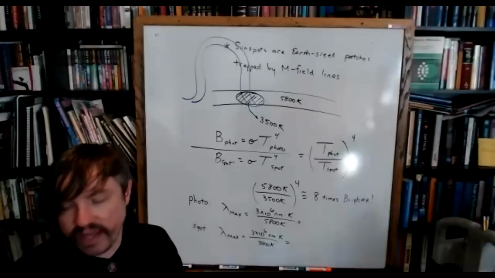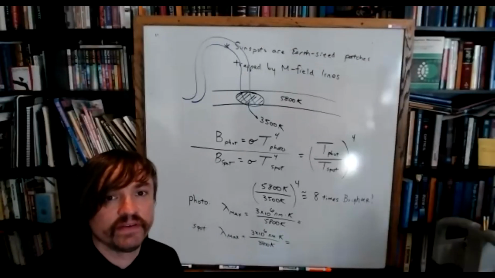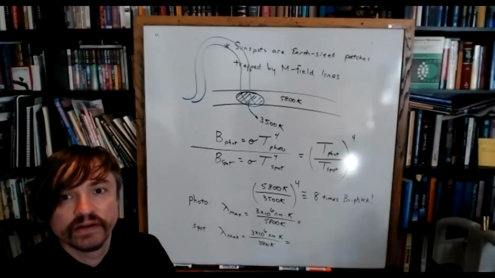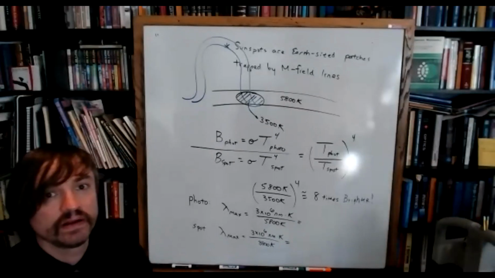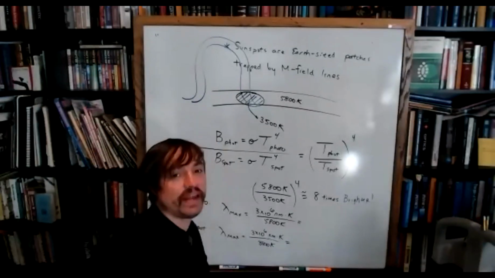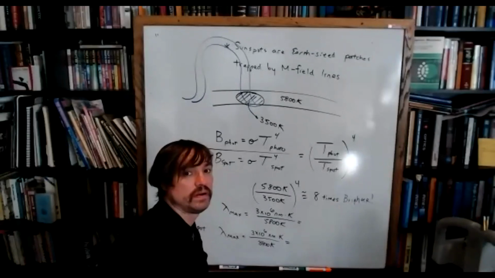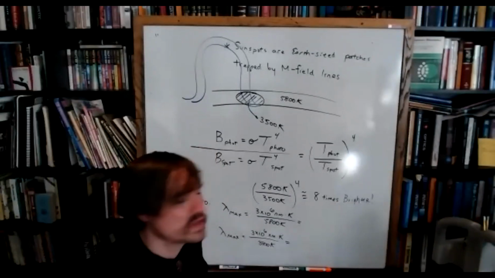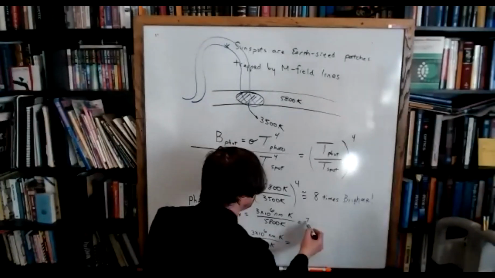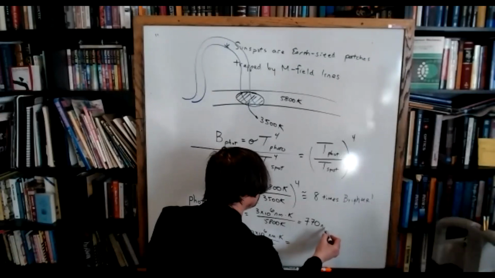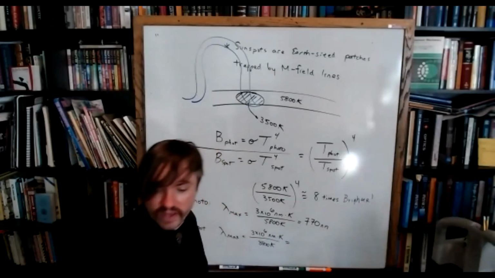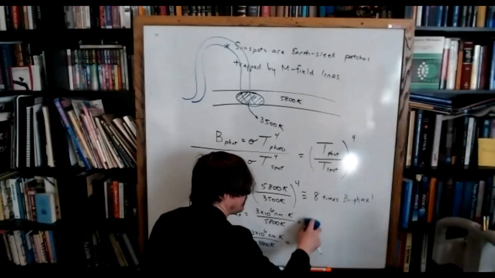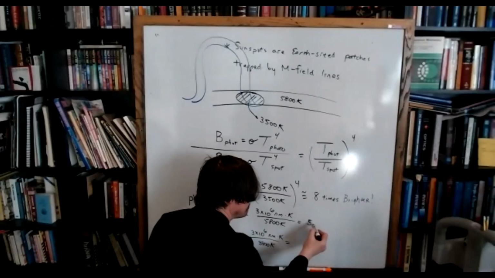Hey, don't everyone answer at once. I can't stand the cacophony of voices coming at me right now. 769 nanometers. I'm sorry, can you say that again? 769 nanometers. Oh, sorry, I did the bottom one first. Okay, the first one is 500 nanometers, or 510.